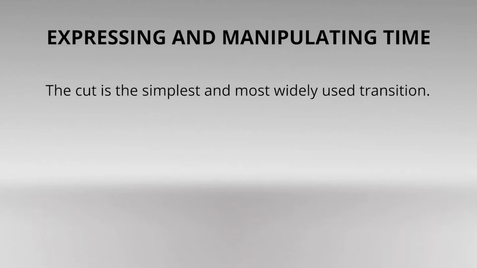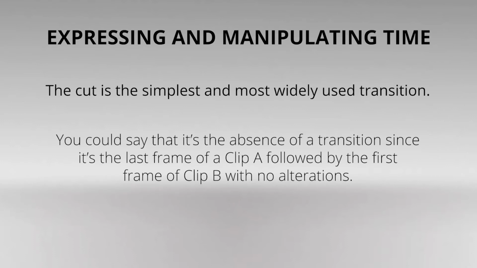Many types of transitions are commonly used to illustrate certain types of changes in a story. The cut is the simplest and most widely used transition. You could say it's the absence of a transition, since it's the last frame of clip A followed by the first frame of clip B, with no alterations.